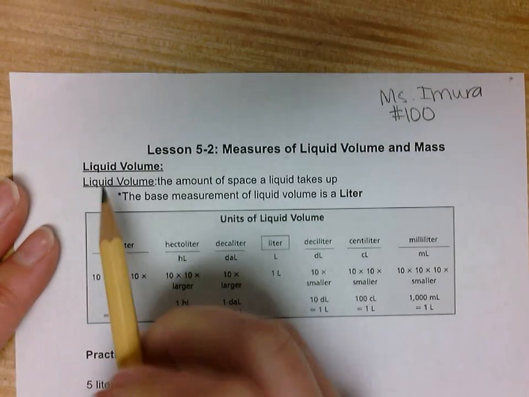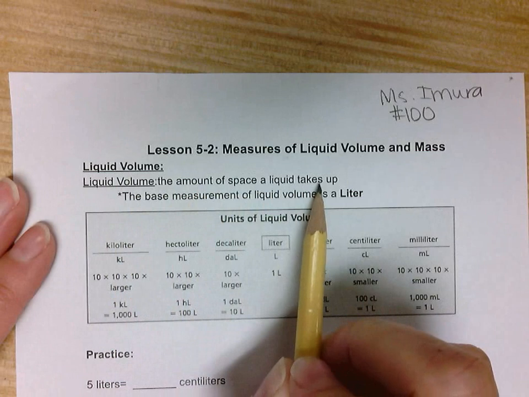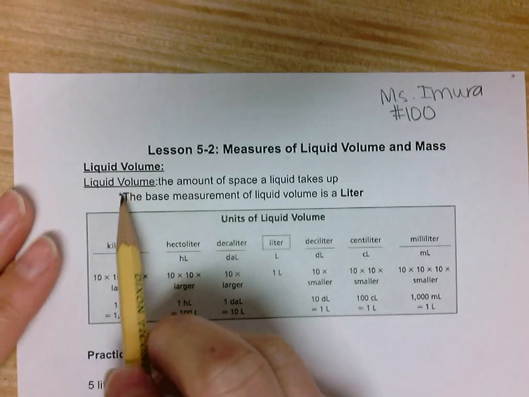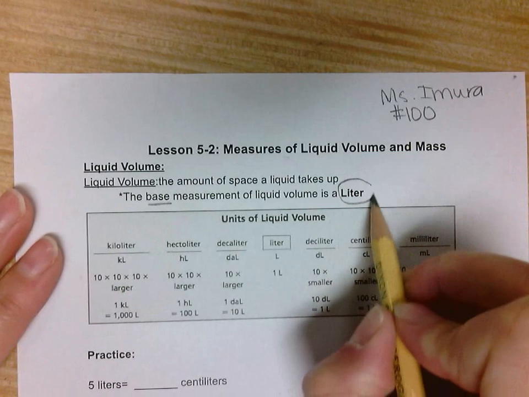So when we talk about liquid volume, we're talking about the amount of space liquid takes up. So if we're looking in a container that holds milk, we're looking to see how much of that milk fills up the container. Or if we're looking at a water bottle that we drink from, volume is the amount of space that it takes up inside that water bottle. And whenever we talk about volume, the base measurement of liquid is a liter.